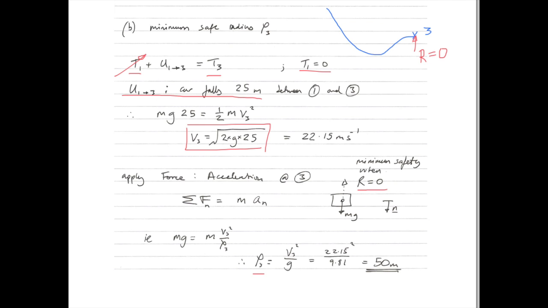Okay, so now looking at point 3, looking at the normal acceleration, we've got weight going downwards and a 0 reaction force, and we're moving in a circular direction, so we have a normal component going downwards as well. Our analysis of F equals ma gives us mg is equal to m v3 squared divided by rho 3. Rearranging for rho 3, using the numbers we've computed before, the minimum radius of curvature at 3 should be 50 meters.